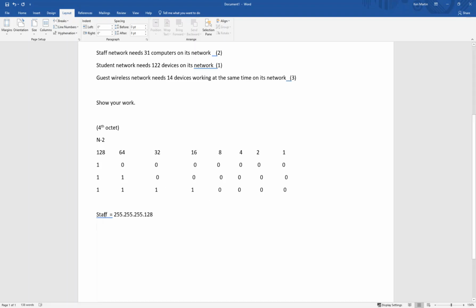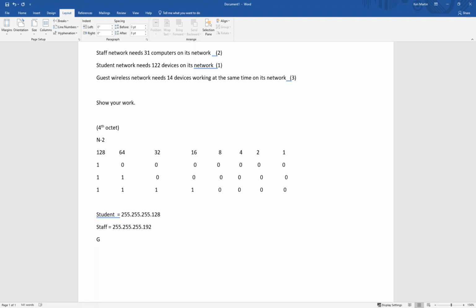That's student, sorry. Student is the big one. All right, the staff network, the next one is this one. So again, we went from biggest to smallest. So 128, and you add 64, and it's 192. So the second one is 255.255.255.192.